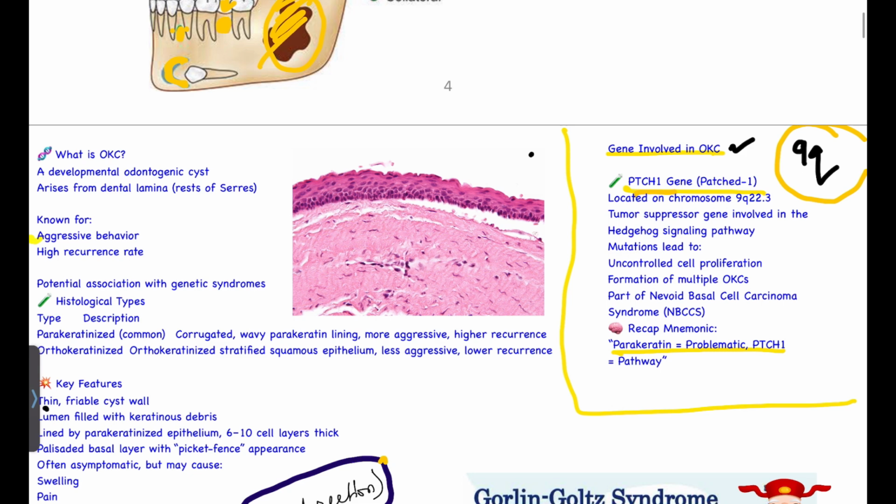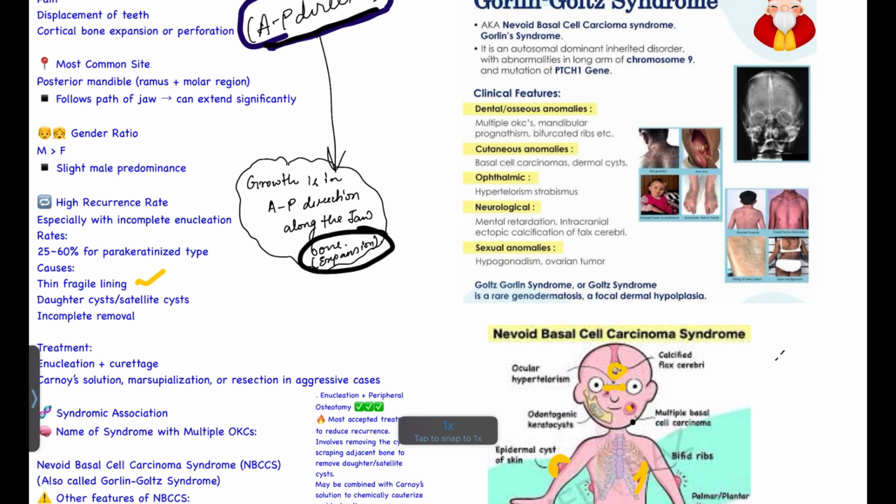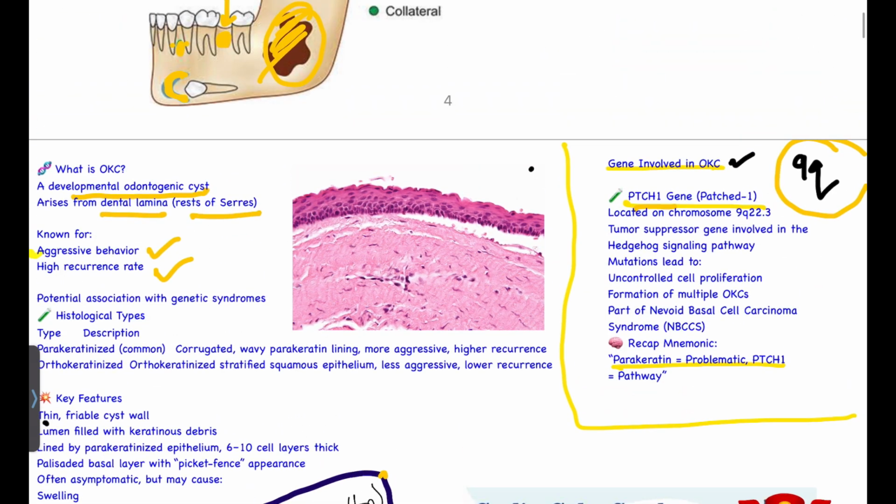Now coming to the histopathology, what is OKC? OKC is a developmental odontogenic cyst which develops from the dental lamina, that is, the cell rests of Serres. It is known for its aggressive behavior and higher rate of recurrence. Now this question they mostly ask: why does it have a higher rate of recurrence? The answer is, it has a thin fragile lining, and this is very important, it has residual daughter cysts or satellite cysts, and incomplete removal gives OKC a higher rate of recurrence, but mostly it is because of the daughter cyst or the satellite cyst.